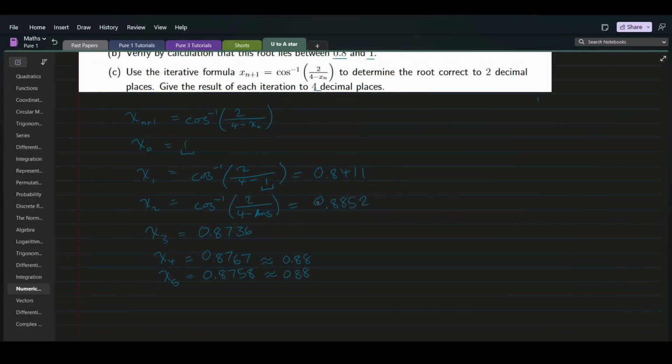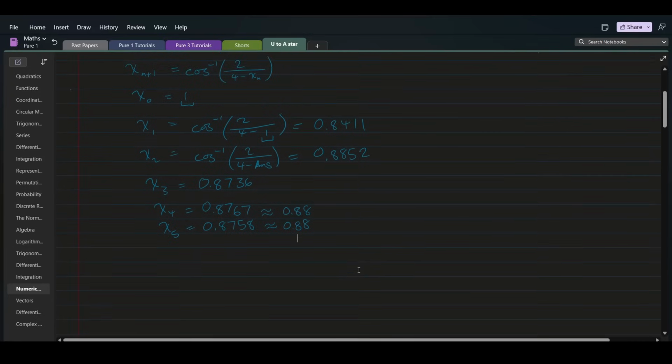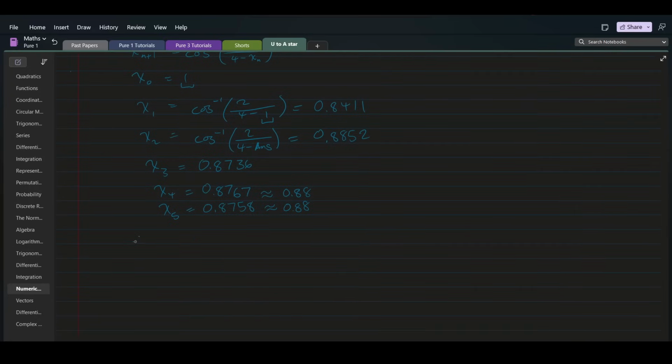0.88, and we can conclude that therefore the root is 0.88, and this would be our final answer.